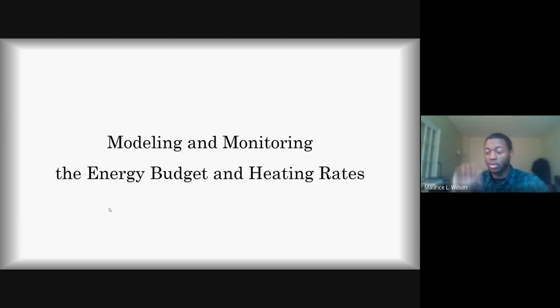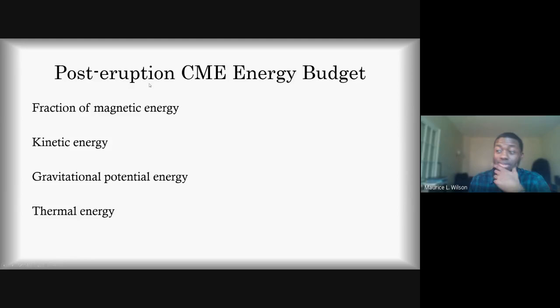And now I'll describe how I've been modeling and monitoring the energy budget and heating rates of the particular CME that we observe. The goal is to calculate the post-eruption CME energy budget. We understand that a fraction of magnetic energy gets converted into all these other forms of energy, and there's still some magnetic energy remaining in the flux rope. But unfortunately, based on all of the different observations we could find on the CME, there were no measurements of the magnetic field. So we don't really have magnetic energy estimates. But we do have kinetic energy, gravitational potential energy, and thermal energy.